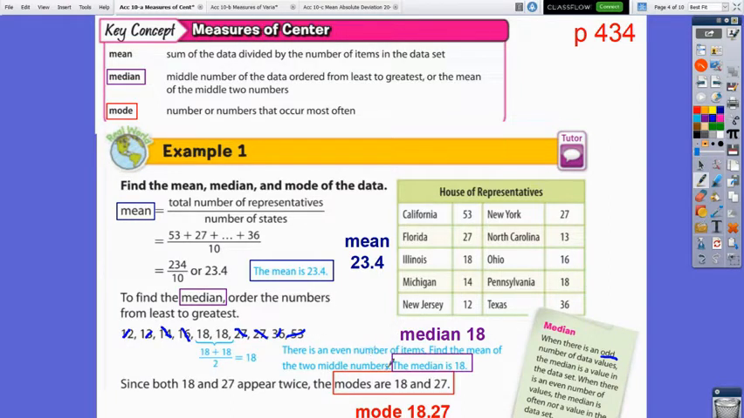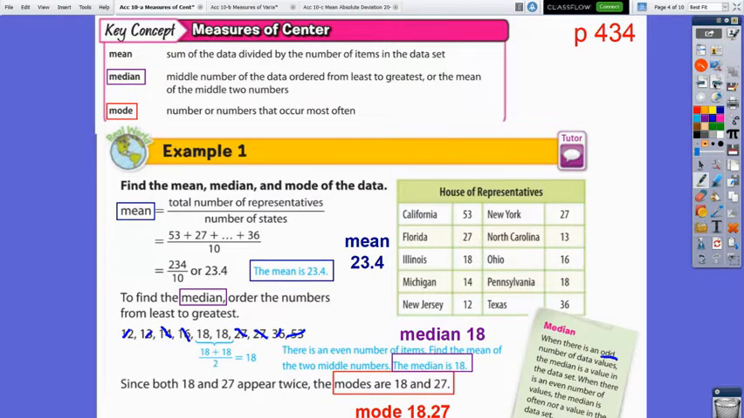And then finally, the mode. The mode is the one that occurs the most often. You can have no mode if none of the numbers are repeated in your data set. You can have 1 mode if 1 number occurs most often. You can have multiple modes if more than 1 number occurs most often, which is the case here. There are 2 18s and 2 27s. So the modes in this set of data are 18 and 27.